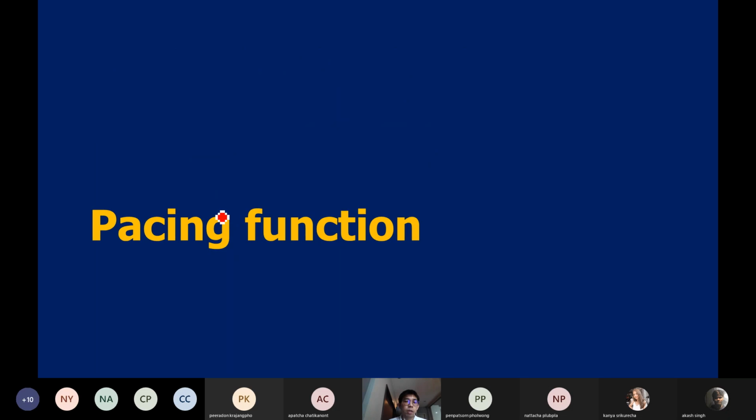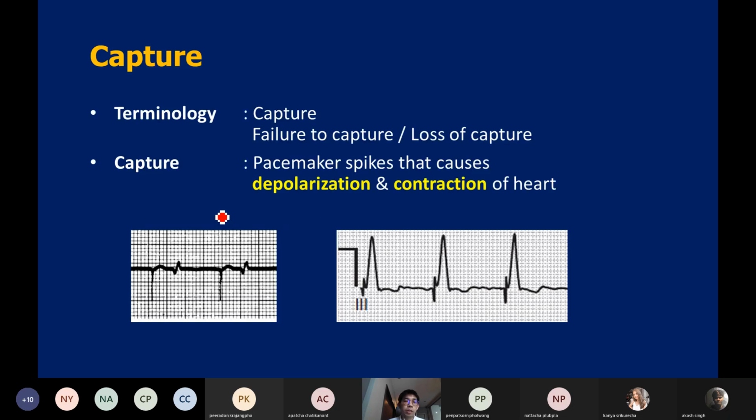Okay, so we come to the first function of the pacemaker that is very essential, the pacing function. There are terms that you need to know. The first term is capture. Capture is used when there's a pacing spike that causes depolarization and contraction of the heart. Capture means that the pacemaker fires the electrical output, and this electrical output captures the myocardium and induces depolarization and leads to contraction of the heart.